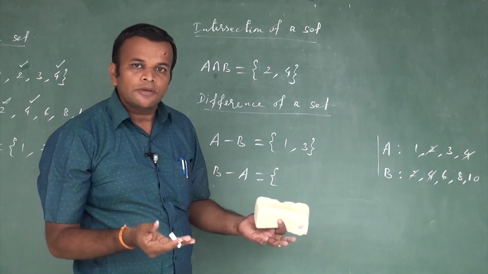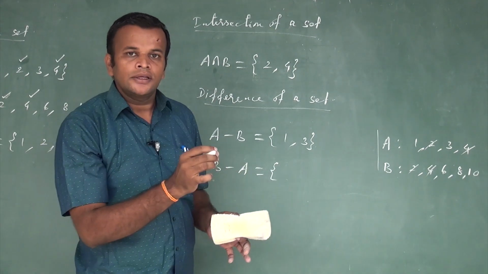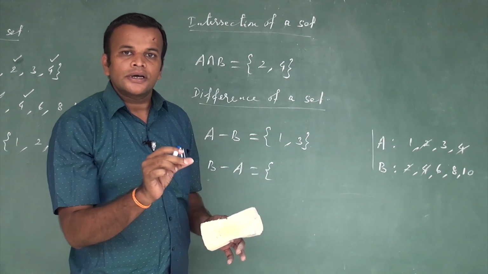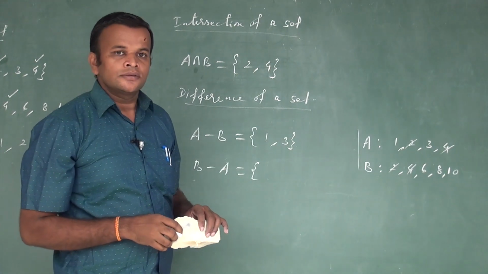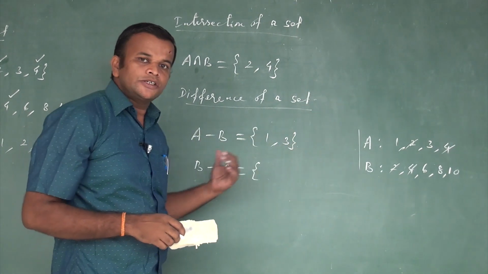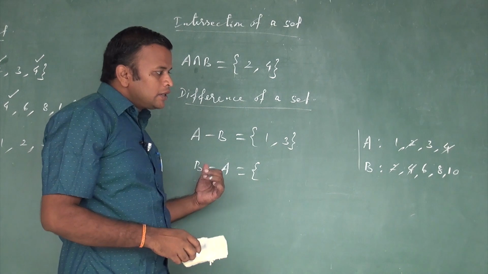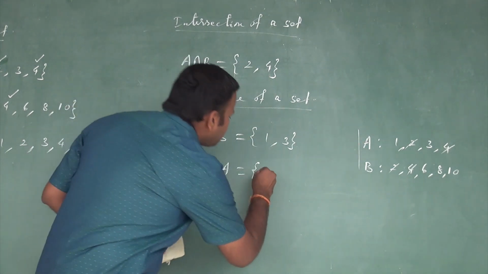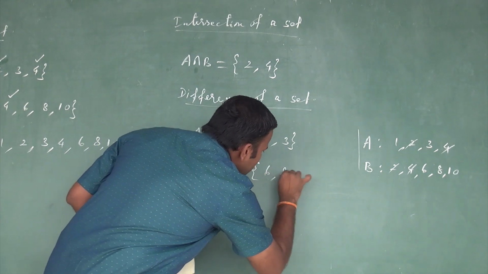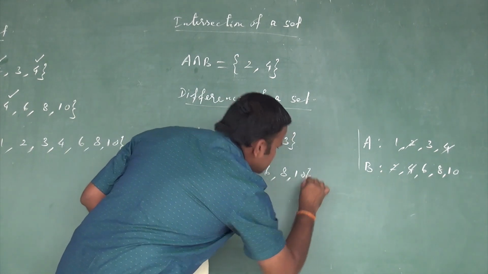So B difference A means all the elements in B, but the element does not occur in A. So what is the value of B difference A? We strike out the common elements. What is the first set? B. So we write the remaining elements of B. What are the remaining elements of B? The remaining elements of B are 6, 8 and 10.